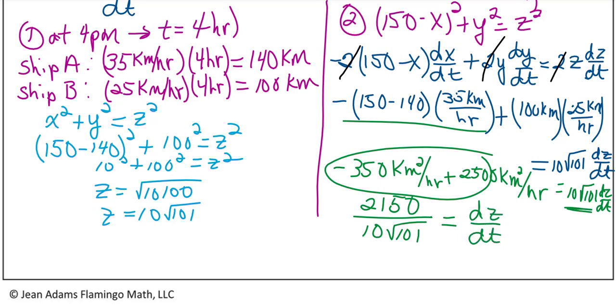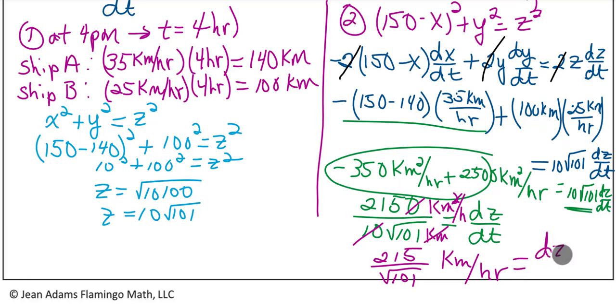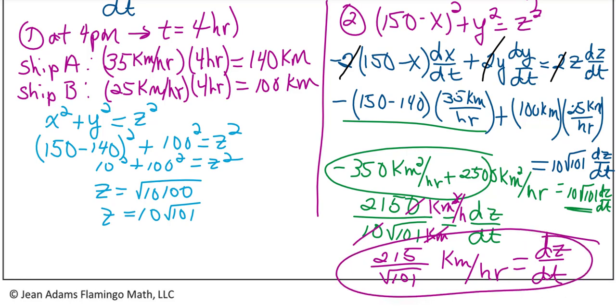And simplifying that, I'm going to assume I don't have a calculator, so the 10s will cancel here. 215 over the square root of 101 kilometers per hour. You could leave it like that as long as you included the units. Because you had kilometers squared per hour here and kilometers here, that'll cancel and you're left with your kilometers per hour. Okay, so I'm going to stop there and we'll finish up this section in the next video.